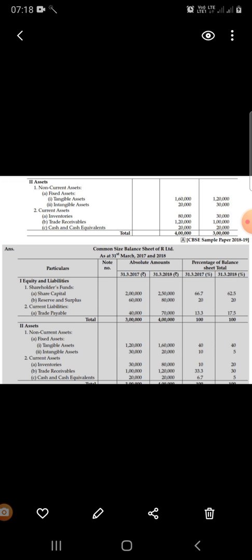After writing this, we have to write the current assets also. In our question, three current assets are given: inventory, trade receivables, and cash equivalent. We have to write the values of all three in their respective columns: 30,000 and 80,000 as inventory, 1 lakh and 1,20,000 as trade receivables, and 20,000 and 20,000 as cash and cash equivalent.